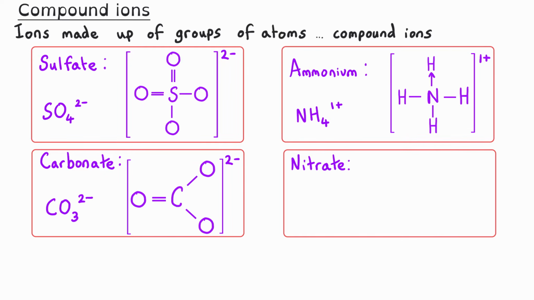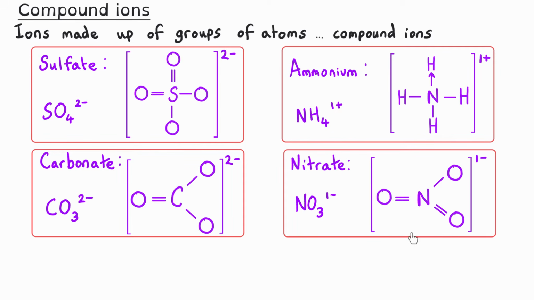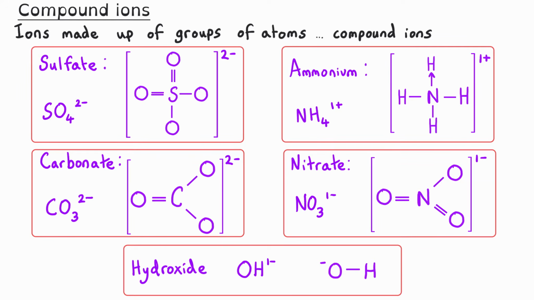Then there is the nitrate ion, which has the formula NO3 1-, with this arrangement of atoms in the displayed formula. And finally, there is the hydroxide ion, which has the formula OH 1-, which has this very simple displayed formula for its structure.